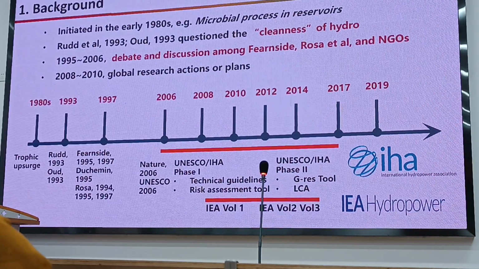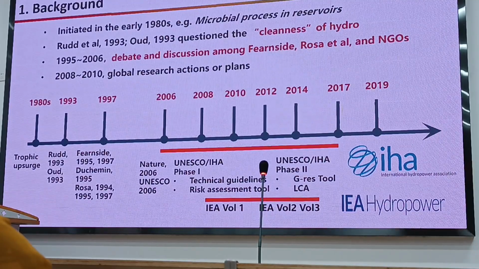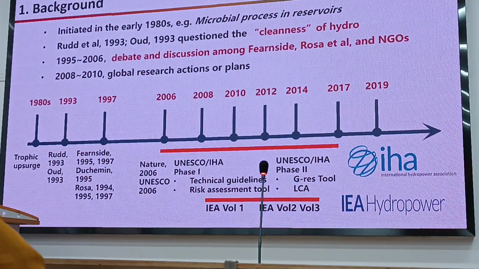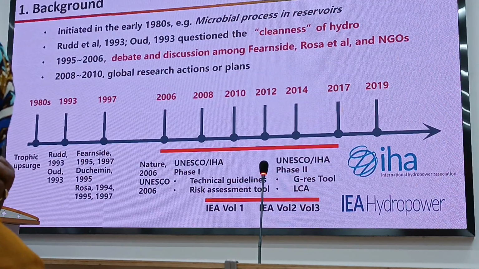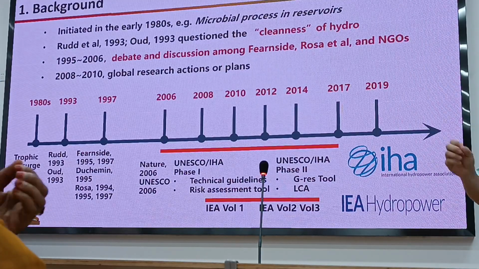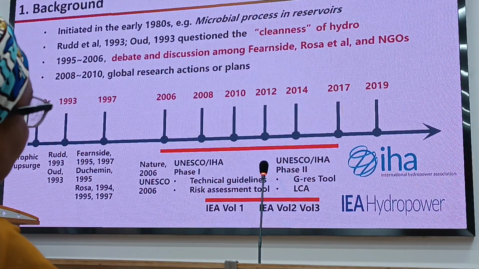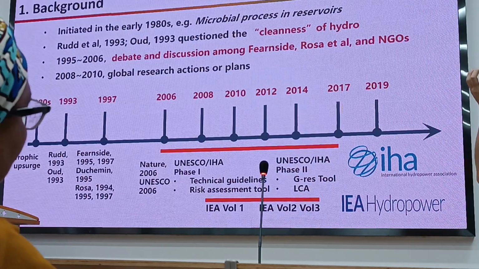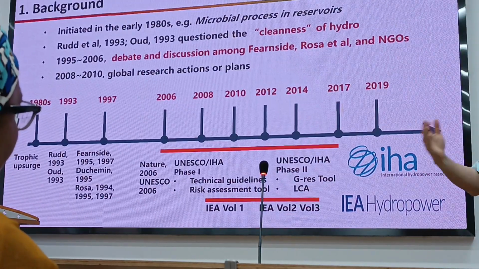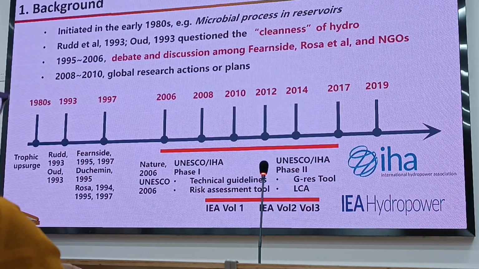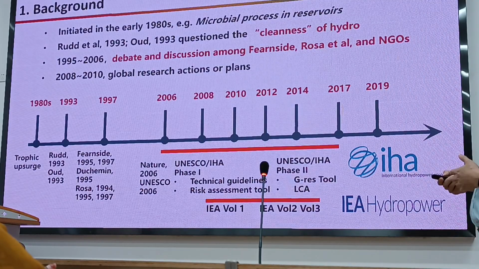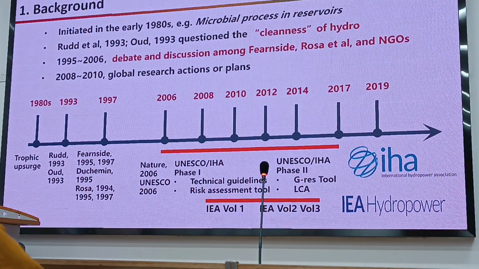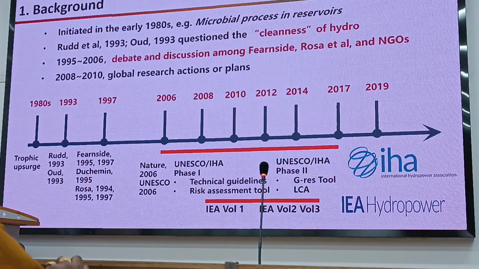This issue was initiated in the early 1980s. There's a book published by Canadian researchers named Microbial Processes in Reservoirs. And they invented the term trophic upsurge, which means that during the first years of dam flooding, there will be a primary production upsurge after the early few years of flooding. And after that, in 1993, both Brazilian and Canadian researchers published two papers in different journals. One is Ambient, the other one is Hydro. They questioned the cleanness of hydro.